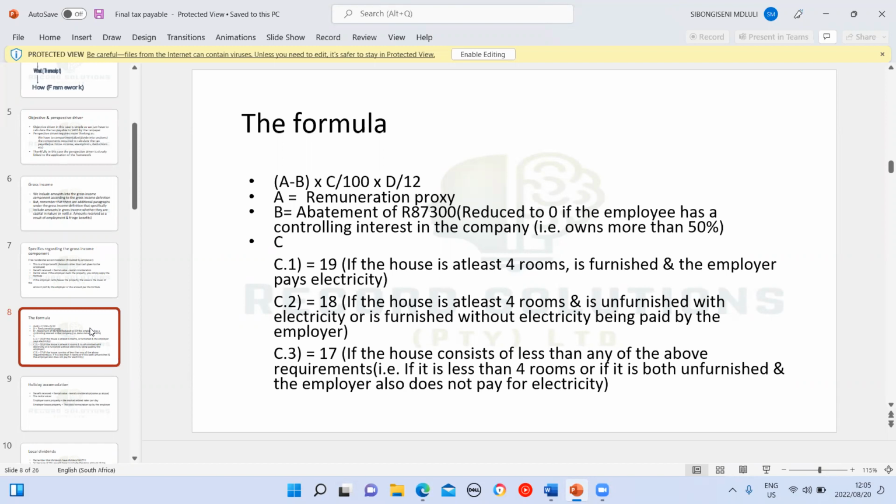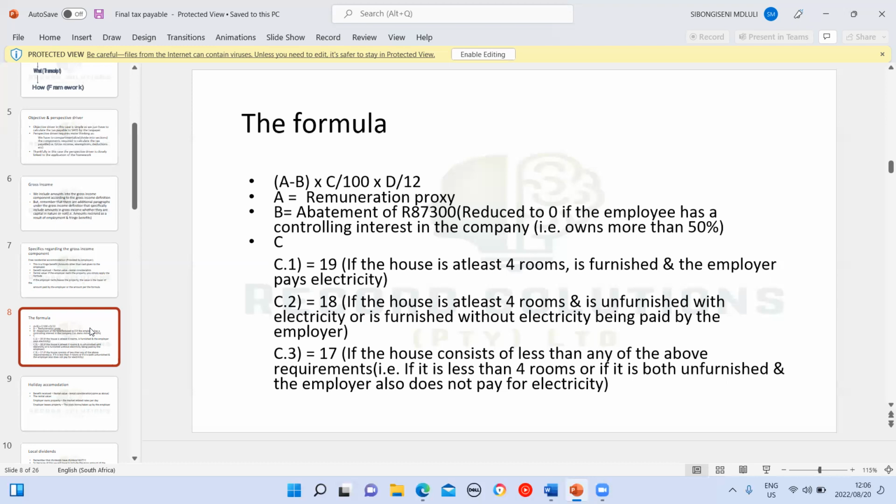Then C: there are three considerations for C, hence C.1 to C.3. The first consideration, C will be 19 if the house is at least 4 rooms, is furnished, and the employer pays electricity. And C.2, C will be 18 if the house is at least 4 rooms and is unfurnished with electricity, or is furnished without electricity being paid by the employer.